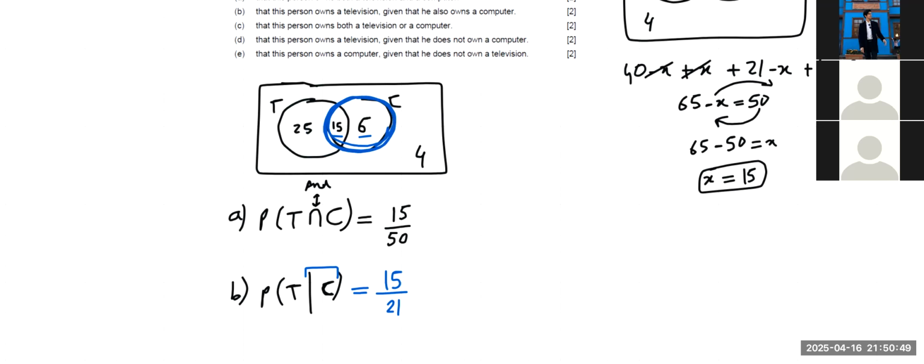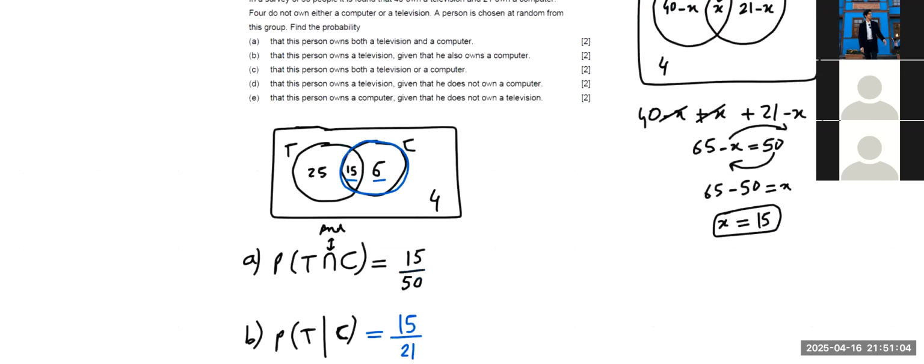And T means the people out of that circle that also own a television. So now that's my only set. 15 is the part that owns a television, which means 15 over 21 is the answer. Does that make sense? Perfect. So Venn diagrams make life really, really easy for these questions.